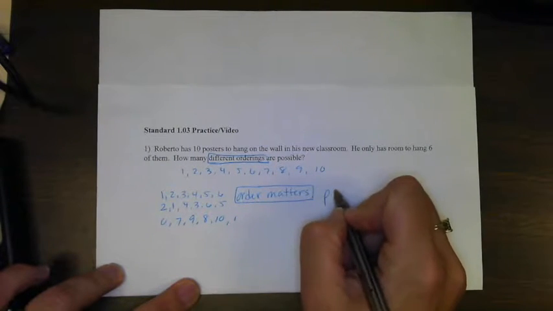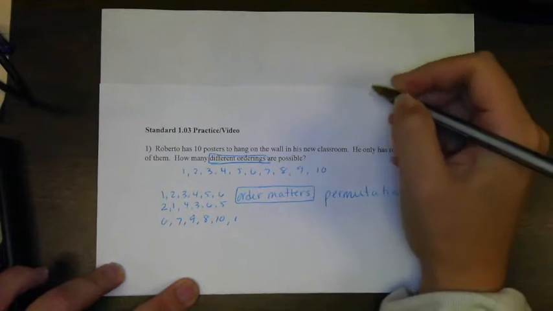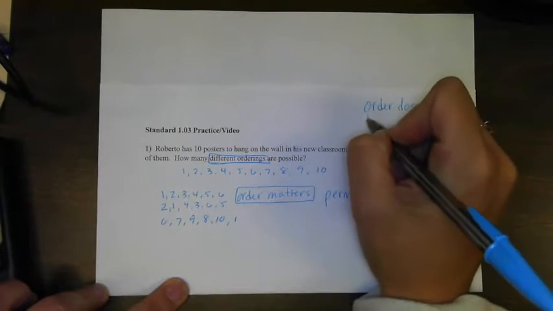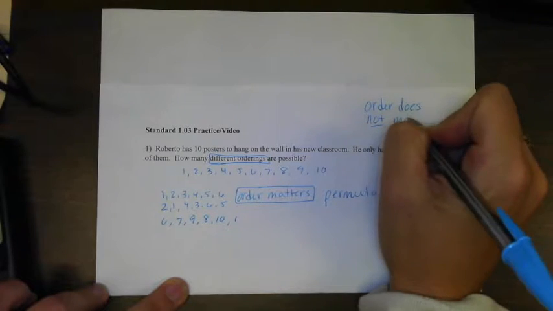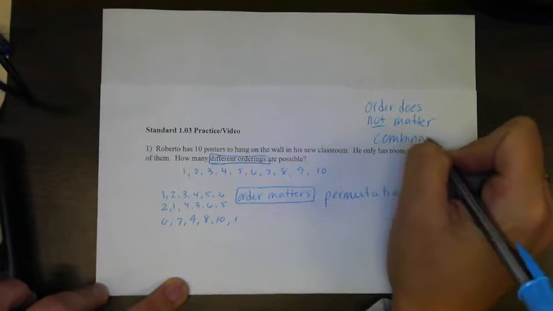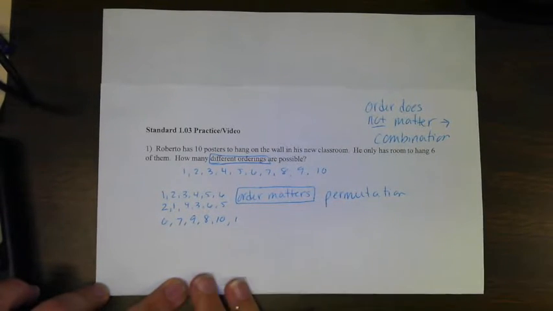And when order matters, that is a permutation. If you are doing a problem where order does not matter, then that would be a combination. And we have permutation and combination buttons on our calculator.